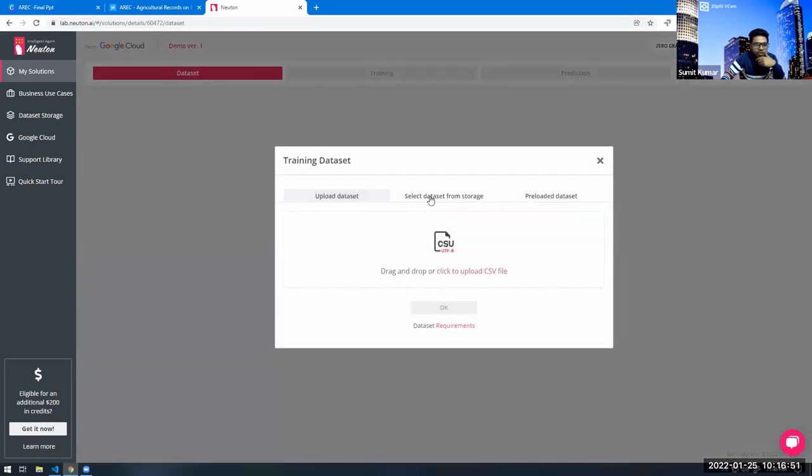Okay, so once we're into the training data set, you can upload your own CSV format file, or if you have it in your data set storage, you can select any of the data, or you can choose from the preloaded data sets as well.